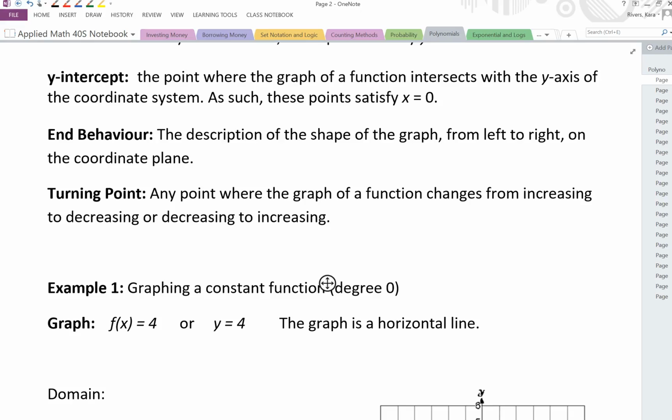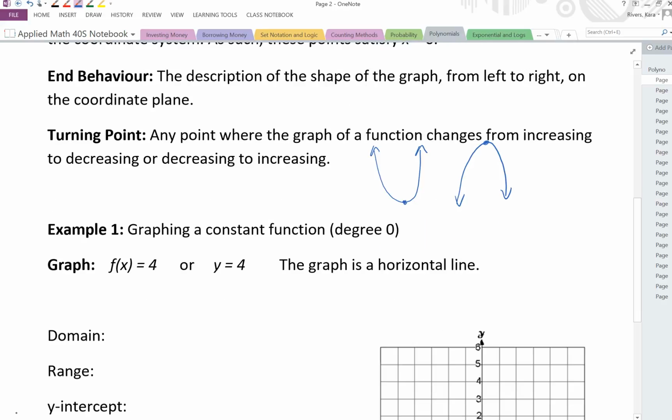The turning point is anywhere where the graph of a function changes from increasing to decreasing or decreasing to increasing. And I'll show you an example of that. The easiest example to see is with a quadratic. The turning point is the vertex. Okay? So anytime you have a graph turning around is the turning point. And we'll look at those examples a little bit further as well.